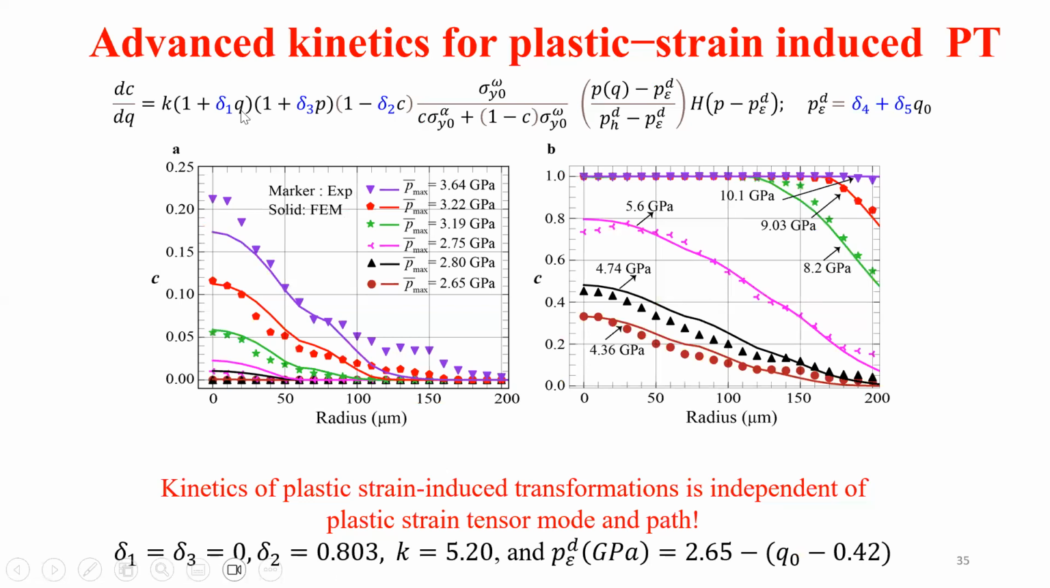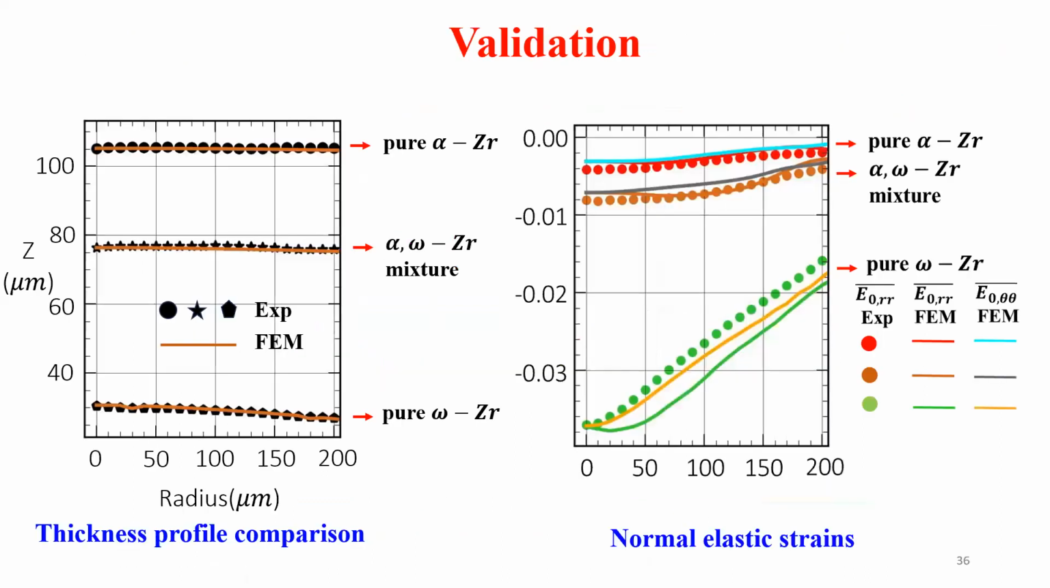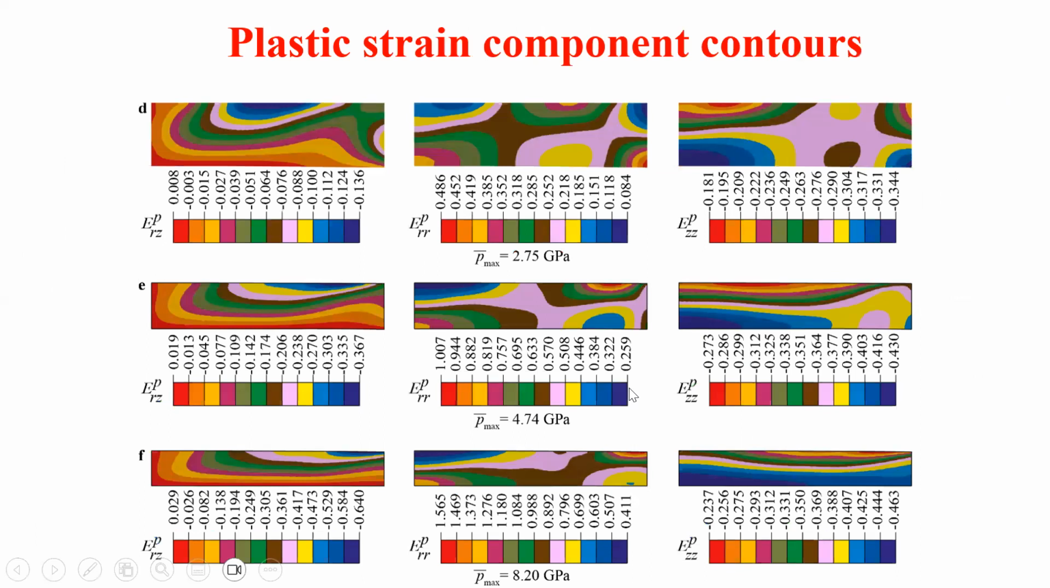That means this is very good within the error of experiment. And this equation depends only on accumulated plastic strain, and it's independent of plastic strain tensor components and the entire path. This is also a new rule, which is more strict because now we use fields in the entire sample. We also have good validation for the sample thickness profile and for elastic strains.